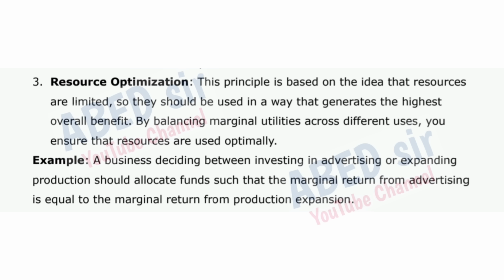3. Resource optimization. This principle is based on the idea that resources are limited, so they should be used in a way that generates the highest overall benefit. By balancing marginal utilities across different uses, you ensure that resources are used optimally. Example: a business deciding between investing in advertising or expanding production should allocate funds such that the marginal return from advertising is equal to the marginal return from production expansion.